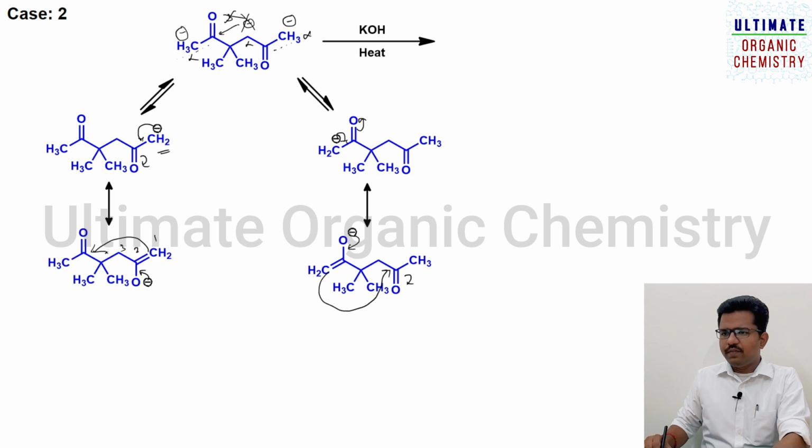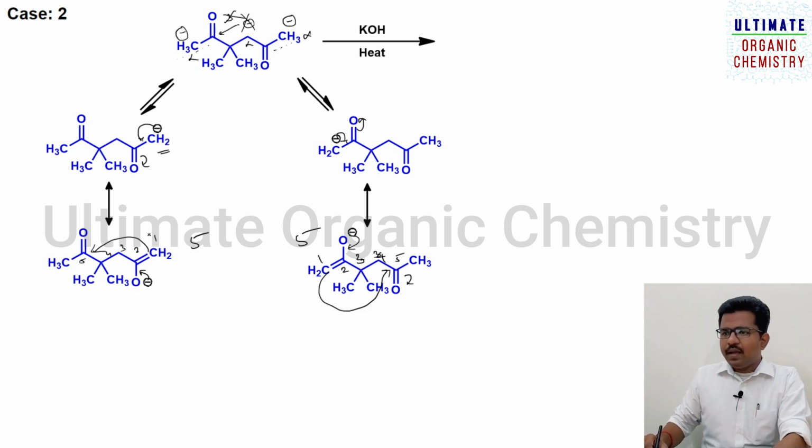1 2 3 4 5. So here you have 5 member ring formation, and here you have 1 2 3 4 5. Here also you have 5 member ring formation. Both sides you have the same 5 member ring formation. At this condition, what you need to do, that we are going to discuss.